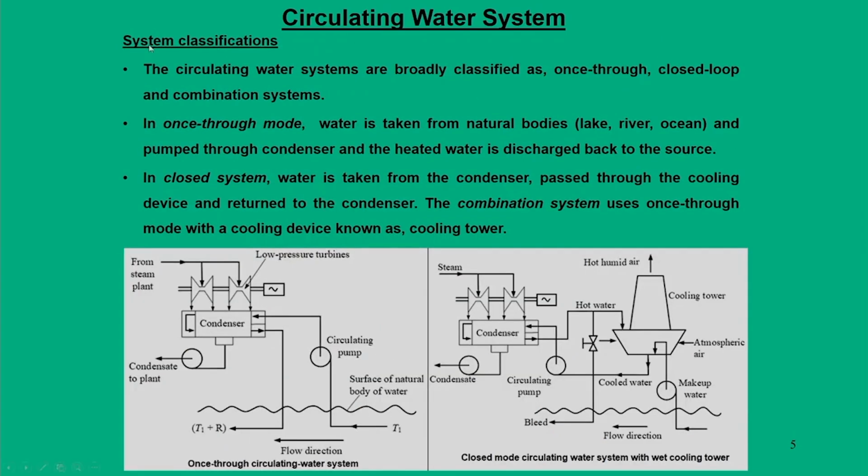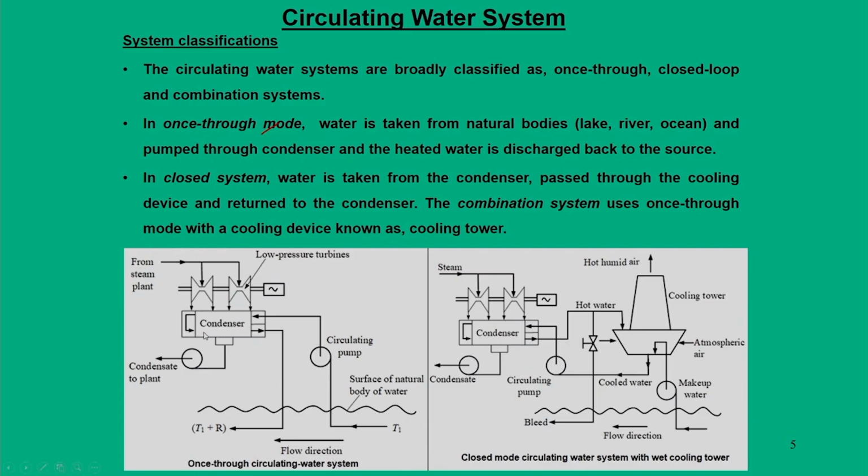Now, this circulating water system is normally considered in a variety of ways. The first is the once through mode. The circulating water system is based on 3 concepts: once through mode, closed systems and combination systems. Let us try to understand what this once through mode circulating water system is.